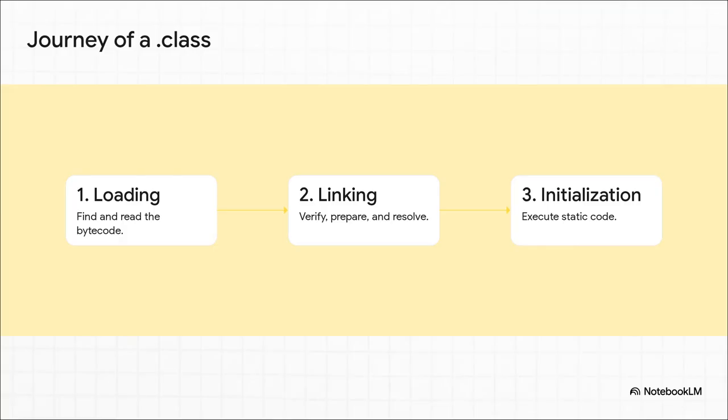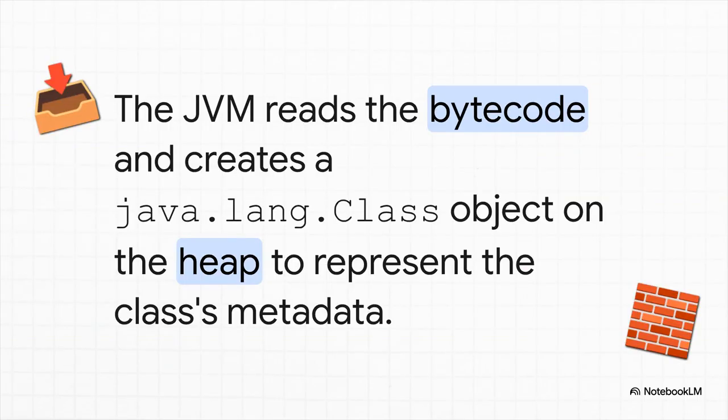Every single class that enters the JVM has to go through these 3 stages, in this exact order: loading, then linking, and finally initialization. Let's start at the beginning of the line, the loading phase. This is step 1.